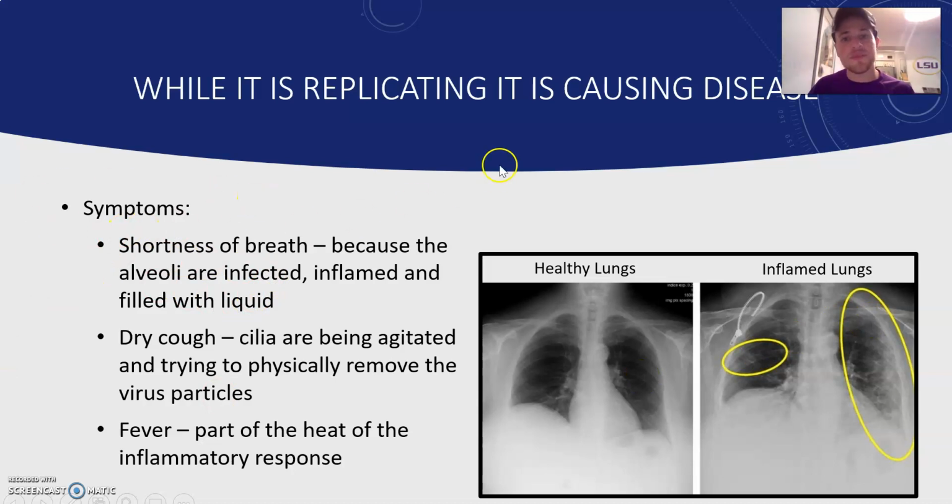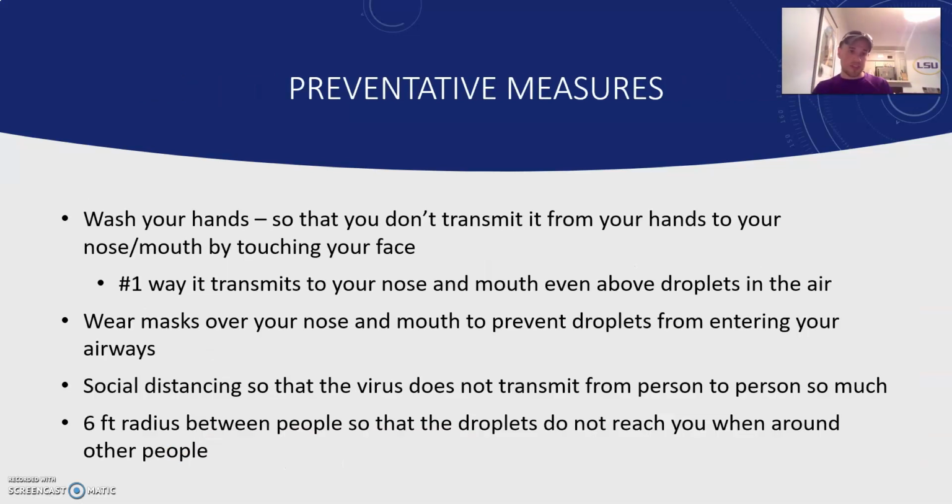And so this is why you get the symptoms that you get when you have coronavirus, right? You have shortness of breath because you can't breathe. There's a whole bunch of liquid in your lungs that is preventing you from breathing, and your alveoli are also infected, and then there's inflammation here, right? Just like you have swelling from a mosquito bite, you have swelling inside of your actual lungs, and so there's not an efficient gas exchange because everything's so swollen and big. You also have a dry cough because the cilia are being agitated and removed from what they're supposed to be doing, and then you have a fever as well. That's part of the inflammatory response to try to prevent this virus from really taking over.